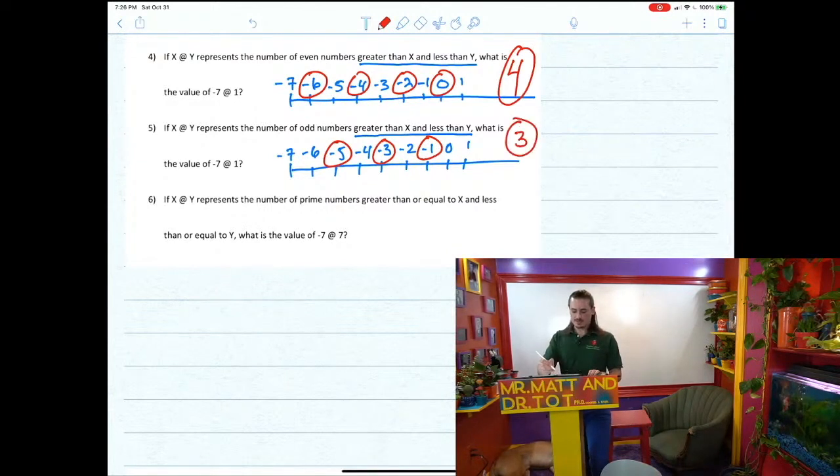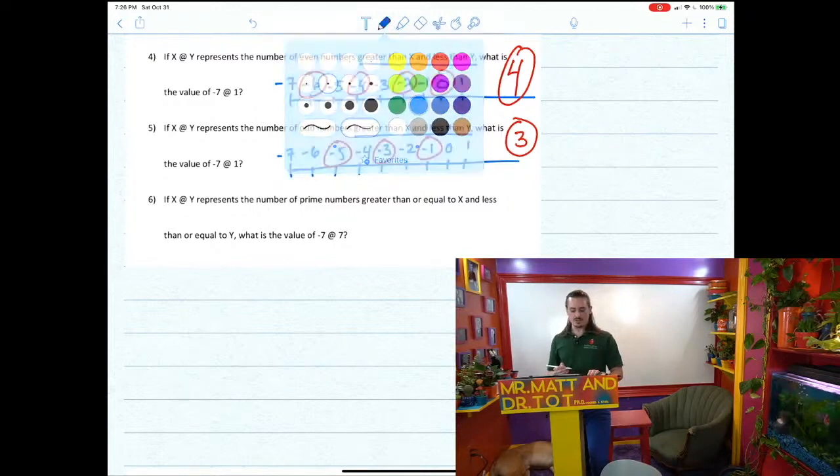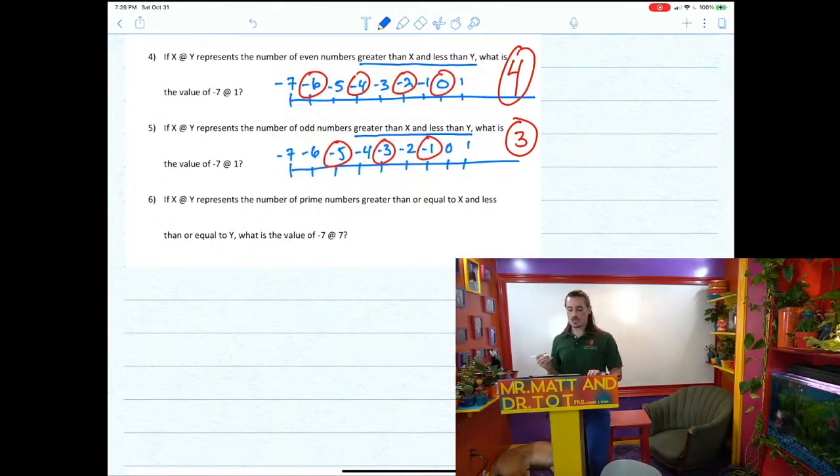Number 6, if x at sign y represents the number of prime numbers greater than or equal to x and less than or equal to y, what is the value of -7 at sign +7? So notice greater than or equal to the left number and less than or equal to the y value. So these extremes are inclusive to the domain. So if they do satisfy the characteristic for which they're looking, then we can count them.